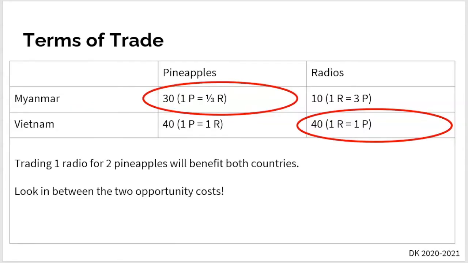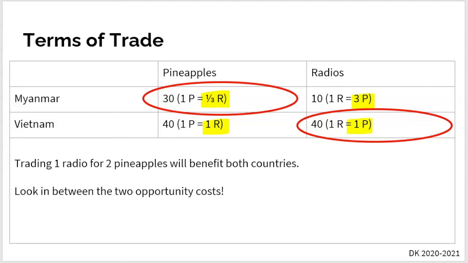Let's look at this example. We have Myanmar and Vietnam with the production of pineapples and radios. For the sake of time, instead of working through it, I just gave you the per unit opportunity cost. Myanmar, for every pineapple, is giving up 1/3 of a radio. For Vietnam, for every pineapple, they're giving up 1 radio. It's the same thing for radios. For every 1 radio, Myanmar is giving up 3 pineapples. For every 1 radio, Vietnam is giving up 1 pineapple. So that means Myanmar has the comparative advantage in pineapples, and Vietnam has the comparative advantage in the production of radios.